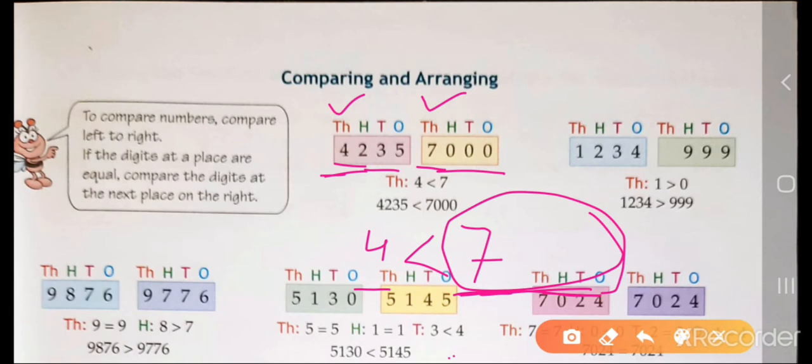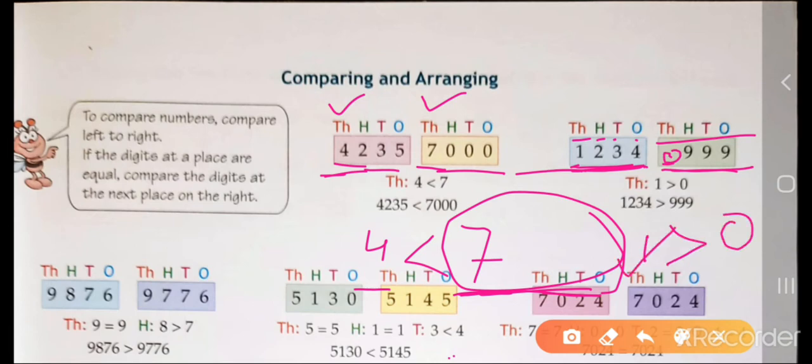See the thousands, hundreds, tens and ones. Okay, and this is the same, and compare the place value of 1000. So it is 1 and there is no digit on the 1000 place. So it is very easy to find which one is greater, because this number is a 4 digit number and this is a 3 digit number. Then obviously the 4 digit number will be greater than the 3 digit number. Okay, and one more thing, if it is 0 here, then you know that 1 is greater than 0, so this one will be greater.